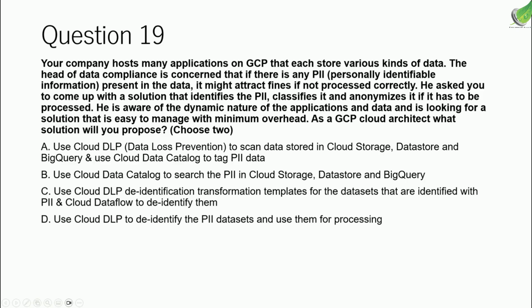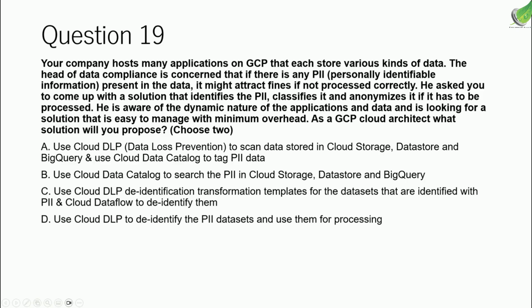This perfectly describes the first phase, discovery and classification. Cloud DLP is Google's specialized service for automatically scanning and detecting sensitive data types like PII across various data stores. Integrating it with Cloud Data Catalog to automatically tag that data is a best practice. This creates a centralized metadata catalog, making it easy to track which datasets contain PII. This is a correct and essential first step.